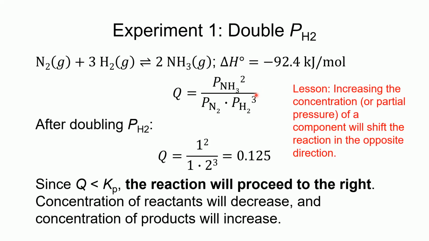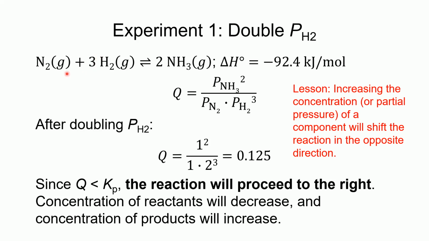The lesson here is increasing the concentration or partial pressure of a component will shift the reaction in the opposite direction. So by adding hydrogen, it shifted the reaction to the right. If we had added ammonia, it would have shifted the reaction to the left. So that is our first lesson.